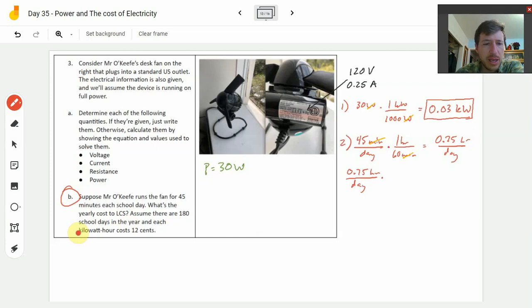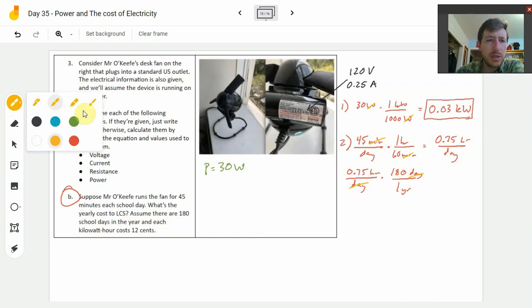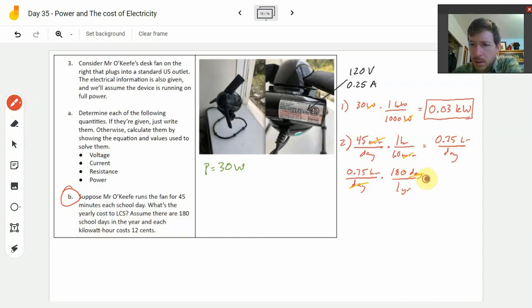And then we want to know how many days we have. We've got 180 school days in a year. Our days cancel. And the total hours that we end up using this in a year, we got 0.75 times 180, 135 hours per year. So 135 hours is the amount of time that we're actually using it in the time frame we're concerned with.